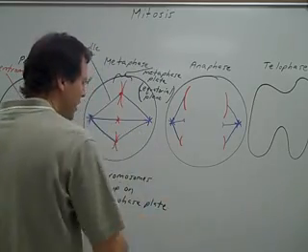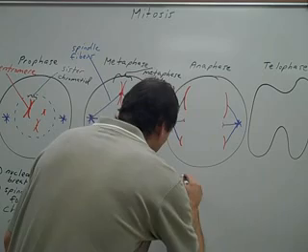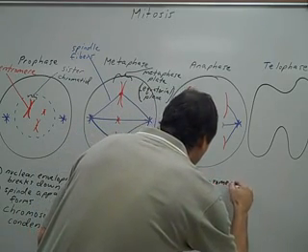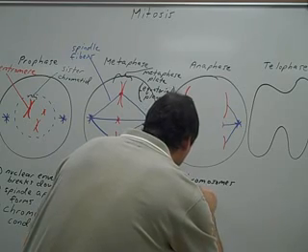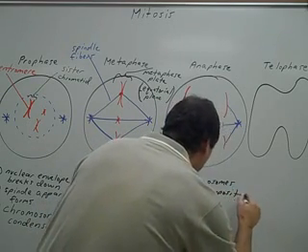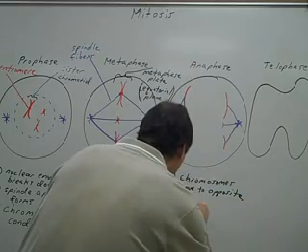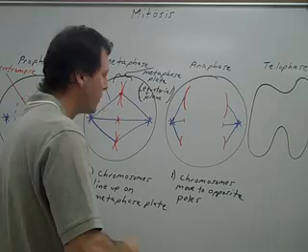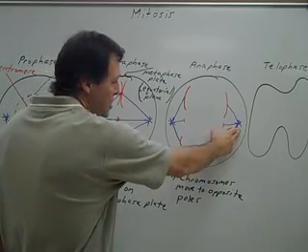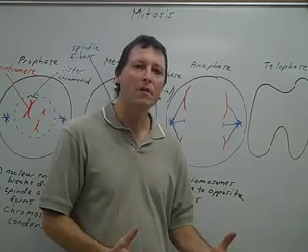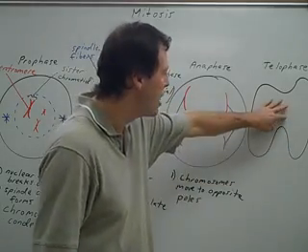So during anaphase, chromosomes move to opposite poles or opposite ends of the cell. Once they reach the opposite end of the cell, the pole, that marks the beginning of telophase, which is going to be our next stage.